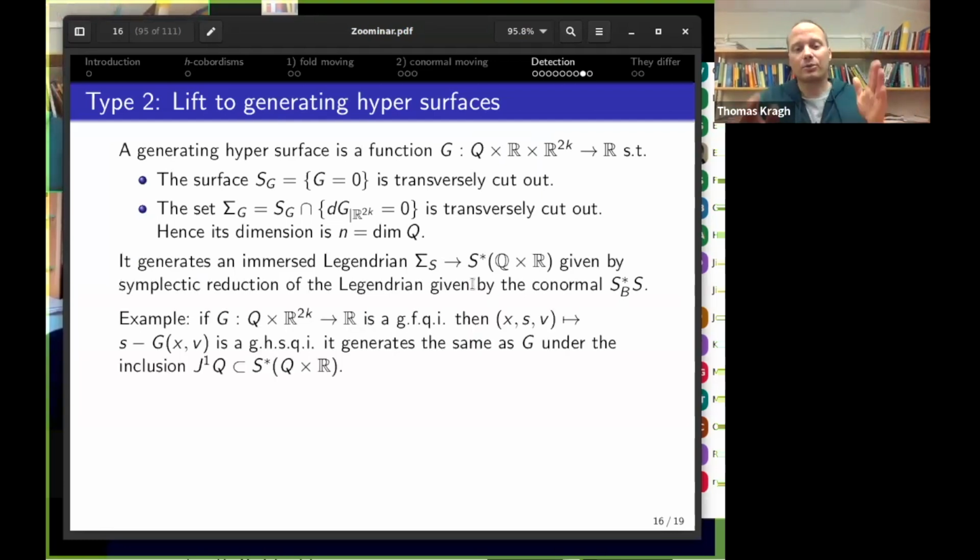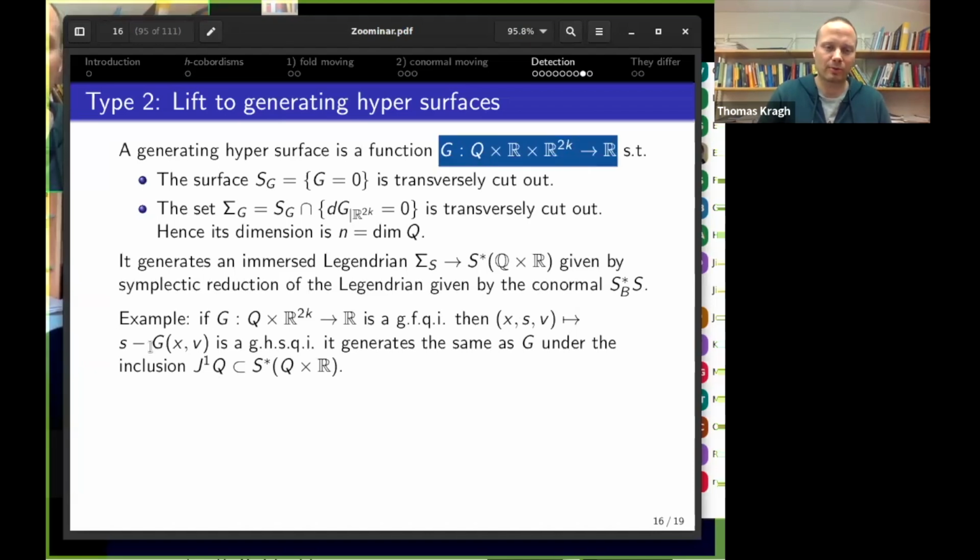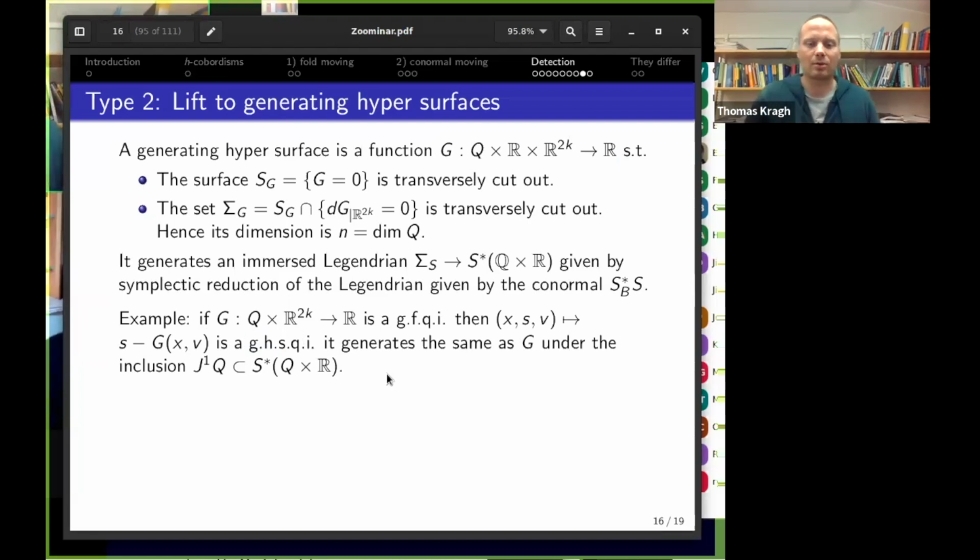But an example, just to get a feel for how this works, is that if you have a generating function on some space, I don't know why I put 2 here and 2 here, it doesn't really matter. Then if I define another new function that sends x, s, v to just s minus g of this generating function, then this is one of those functions up here. Maybe I should have given it another name than g. That is a generating hypersurface. QI means quadratic at infinity. I'll get to that in a second. And it generates this same G under this inclusion of the jet bundle into the unit co-sphere.